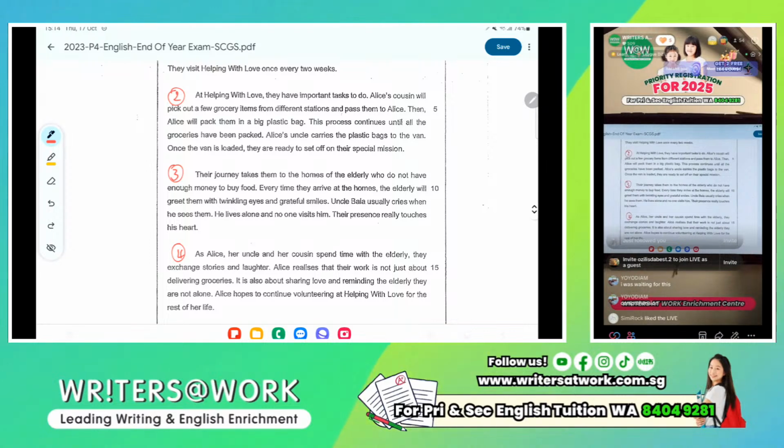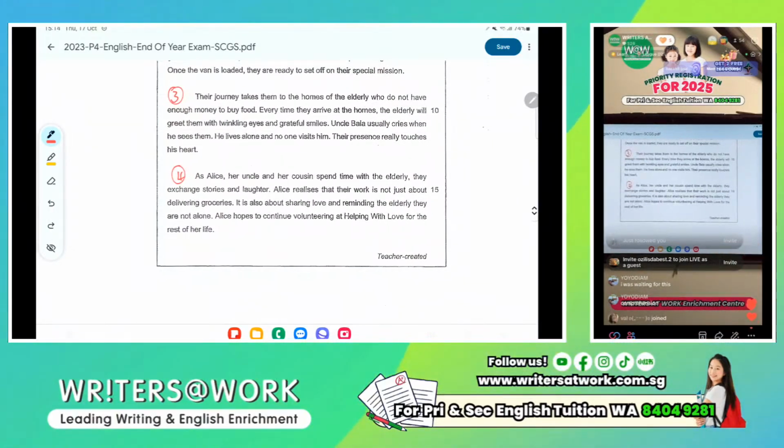As Alice, her uncle, and her cousins spend time with the elderly, they exchange stories and laughter. Alice realizes that their work is not just about delivering groceries, it is also about sharing love and reminding the elderly that they are not alone. Alice hopes to continue volunteering at Helping with Love for the rest of her life.